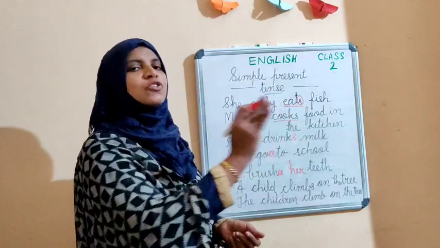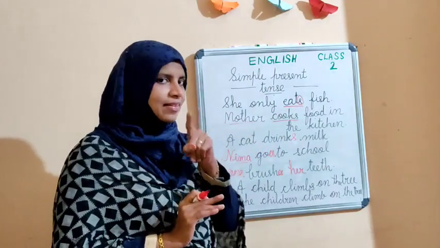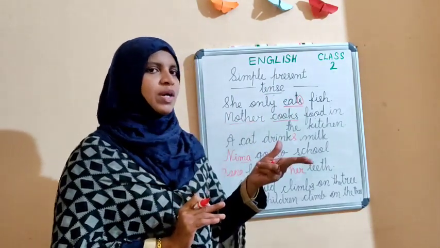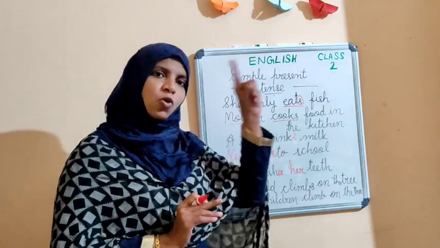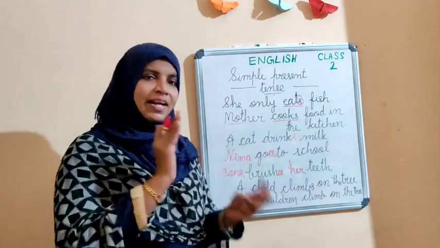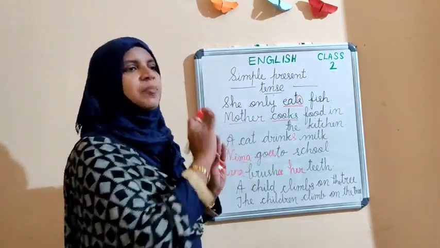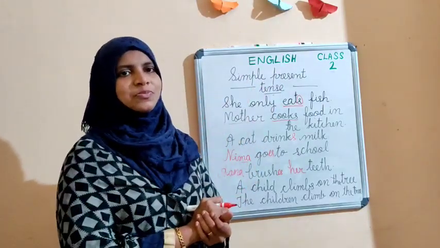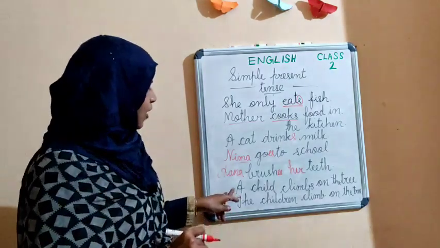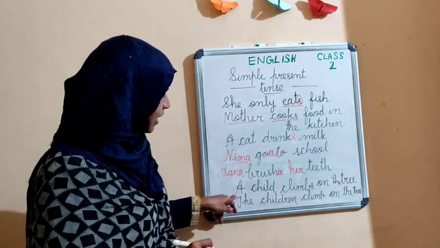I go to school. They means more than one, plural. They go to school. Hana and Nima, then it's plural. Hana and Nima go to school. Okay. Now come to the next sentence.